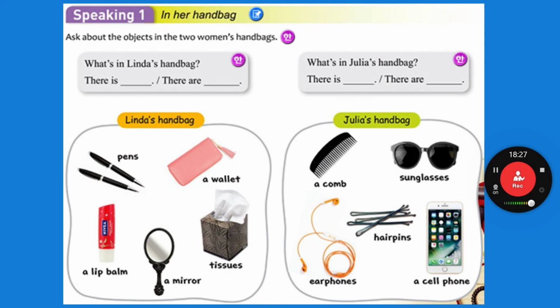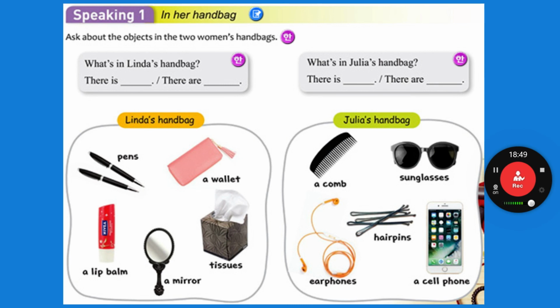What's in Julia's handbag? There is a comb. There are sunglasses. There are earphones. There are hairpins. There is a cell phone.